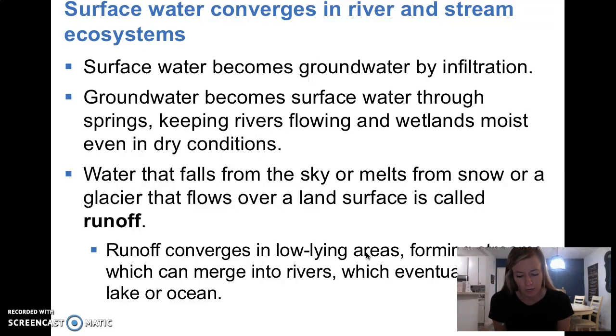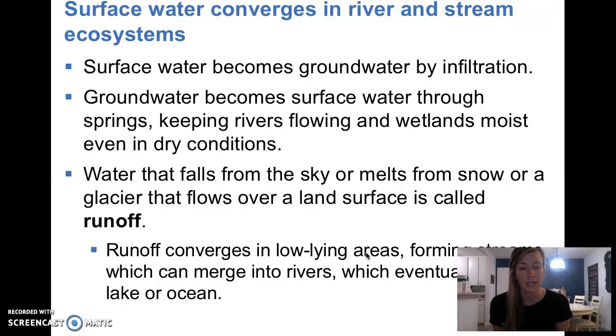Vice versa, groundwater can become surface water through springs, which is where the groundwater reaches the top and creates a body of surface water. It keeps rivers flowing and wetlands moist even in dry conditions. So even if there hasn't been a lot of rain, the groundwater will keep those wet ecosystems alive because there's water stored underneath. Groundwater and surface water constantly interact, and water is constantly flowing between them.